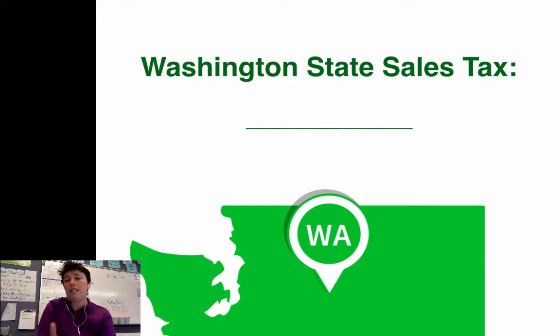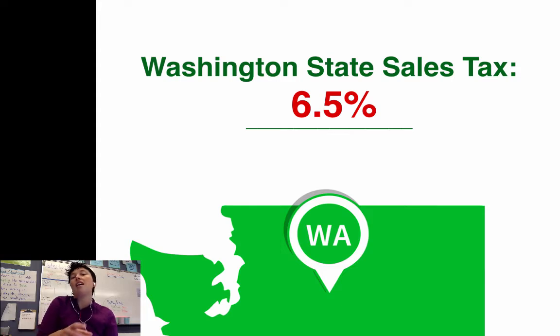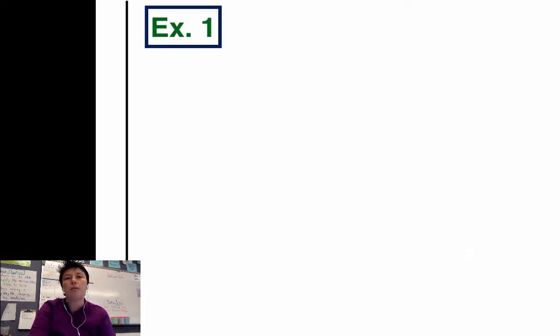And now every state's a little bit different. For instance, in Washington State, at least today, the current day that I'm making this video lesson, this could always change, our sales tax is 6.5%, which means when you go to the store and you buy something, you pay for it and you pay an extra 6.5% for the state. That's what that means.